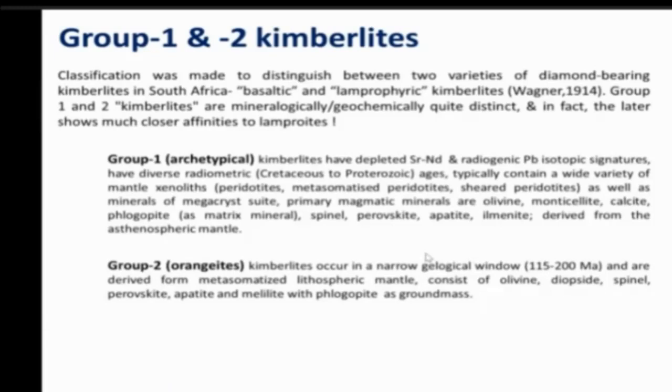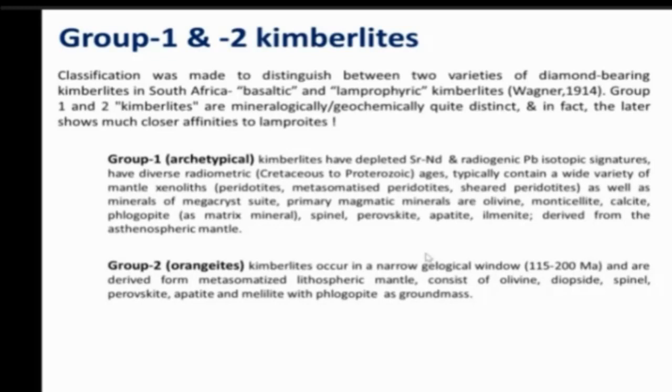Group one is what is typically known as archetypal kimberlite, and it has a global presence, whereas the second type, group two, is also known as orangeites because of the type area that was found along the Orange River in Africa. Group one kimberlites are recognized by abundant olivine and groundmass perovskite, spinel, monticellite, or even calcite sometimes, whereas group two is dominantly defined by the presence of the phlogopite mineral as a major constituent.